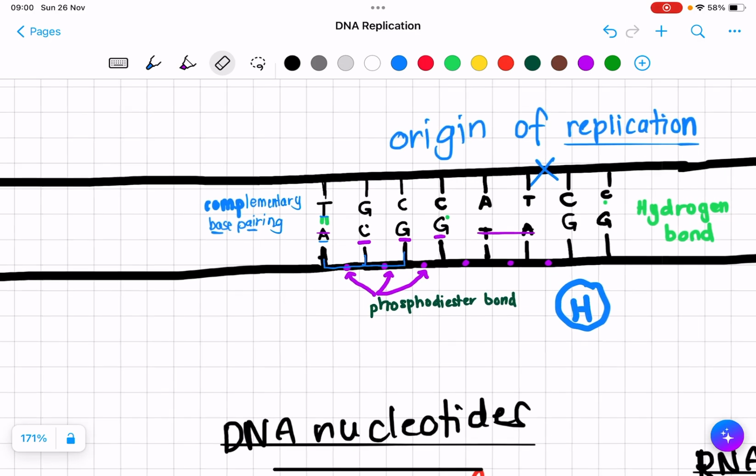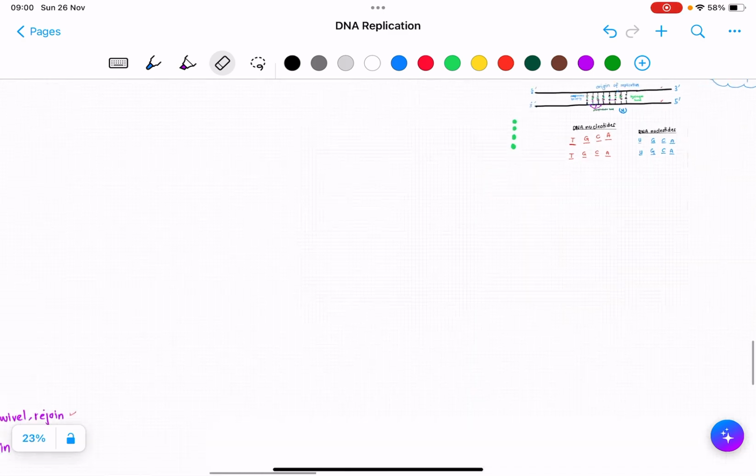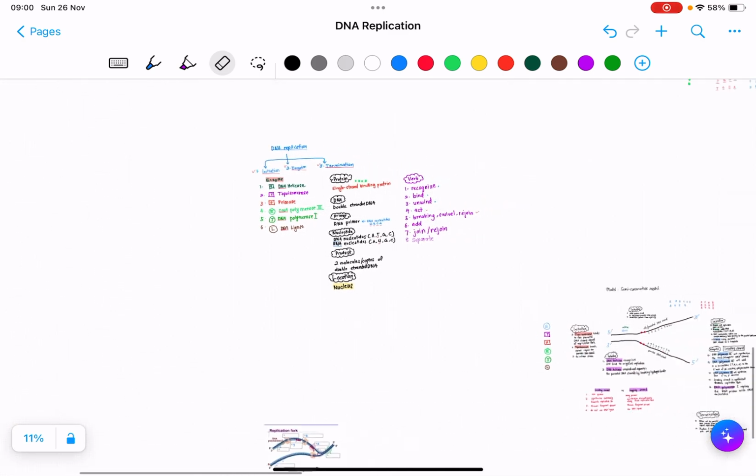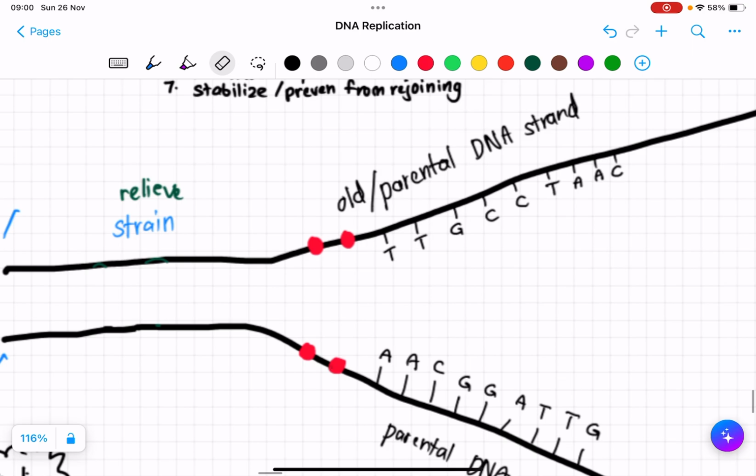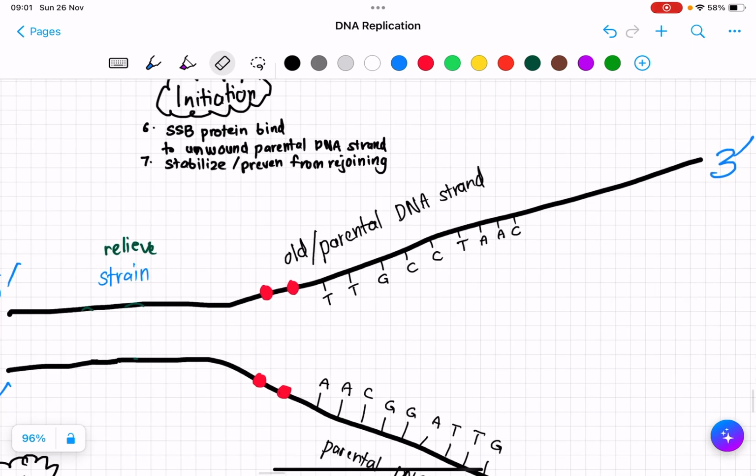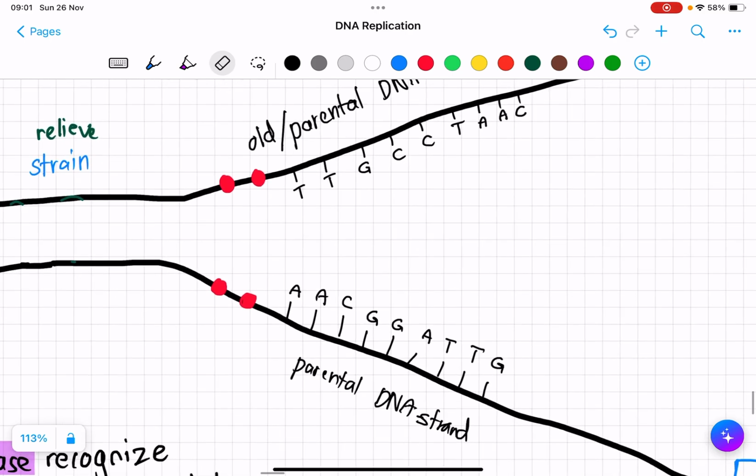Now we just separate the strand. So what's going to happen is the DNA strand is going to look like this. Okay, tapi dia tak buka all the strand. Dia buka bit by bit, sikit-sikit. So kita imagine dia dah terbuka. The parental ataupun old DNA strand already open.